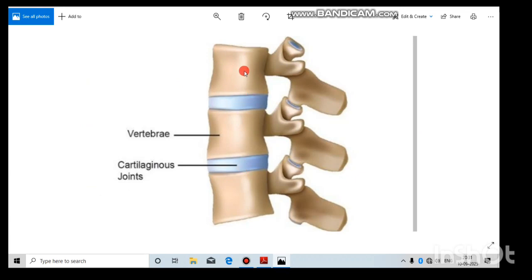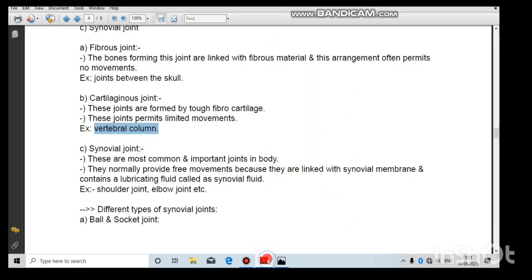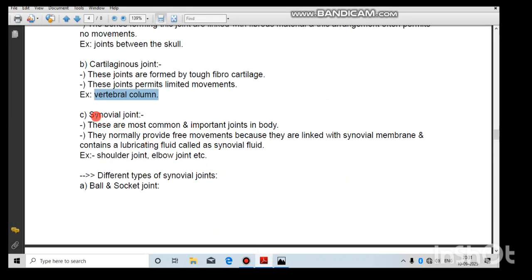In that vertebral column the spinal cord is protected. As you can see here, between these vertebral column bones there is a blue colored section, that is nothing but the cartilaginous joint. That allows very limited movement. Okay, next one, synovial joint.